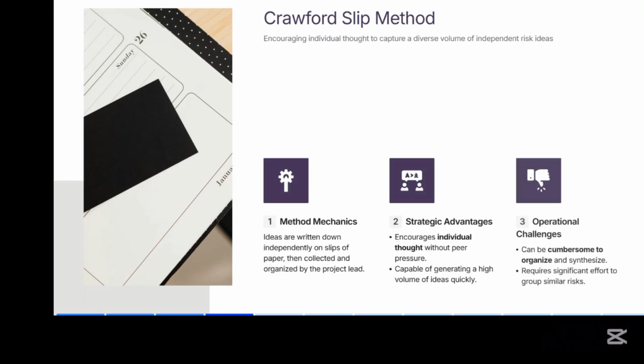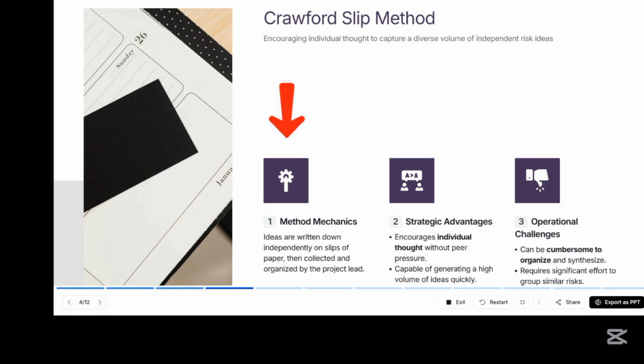Moving forward is Crawford's slip method. In this method, what we do is new concepts and suggestions are written down on slips of paper, which are then collected and organized. The advantage of this is encouraging individual thoughts and being capable of generating a high volume of ideas quickly. But it has challenges like being cumbersome to organize, and it requires significant effort to group similar risks.